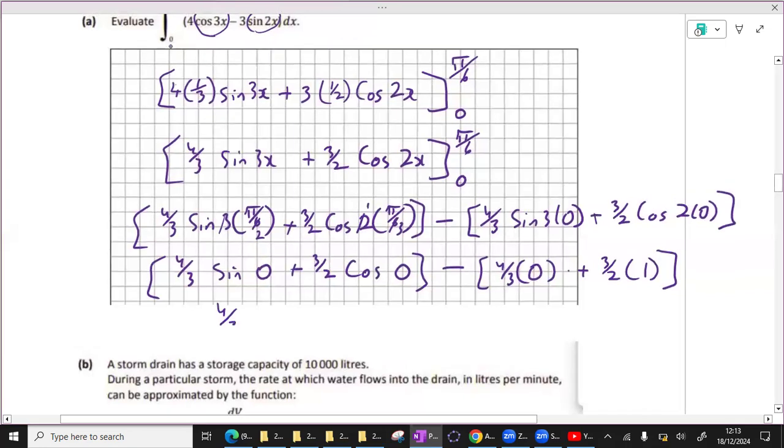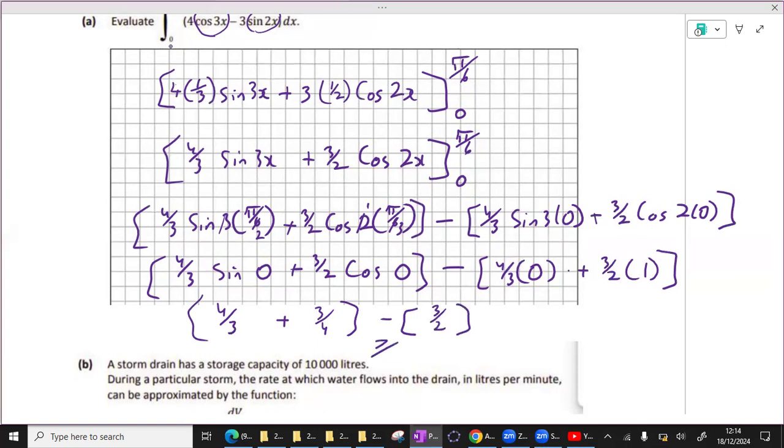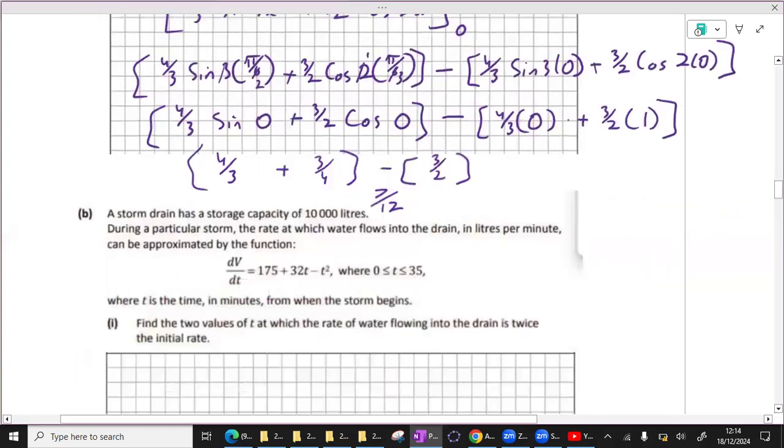So that's 4/3, because the sine of 0 is 1. Plus, now the cos of 0 is a half. So we end up multiplying 3/2 by half. So that's 3/4. And then we're minusing away, that's obviously 0, and that's 3/2. So when we put that into our calculator, we get 7/12.